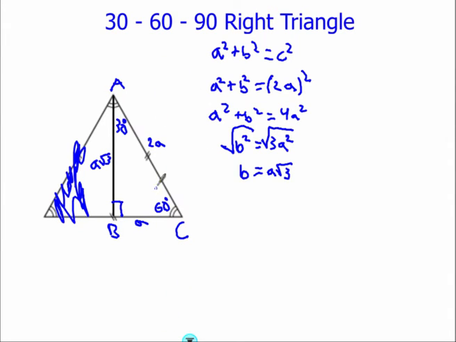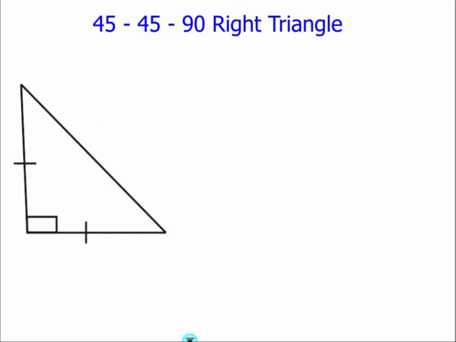The shortest side is a, the hypotenuse is 2a, and the other leg is a times the square root of 3. We're going to be able to use this in a minute to solve some problems for missing side lengths. But first, let's talk about a 45, 45, 90 right triangle. A 45, 45, 90-degree right triangle is going to be an isosceles triangle, right? Because our base angles are equal, which also tells me that my side lengths are equal.